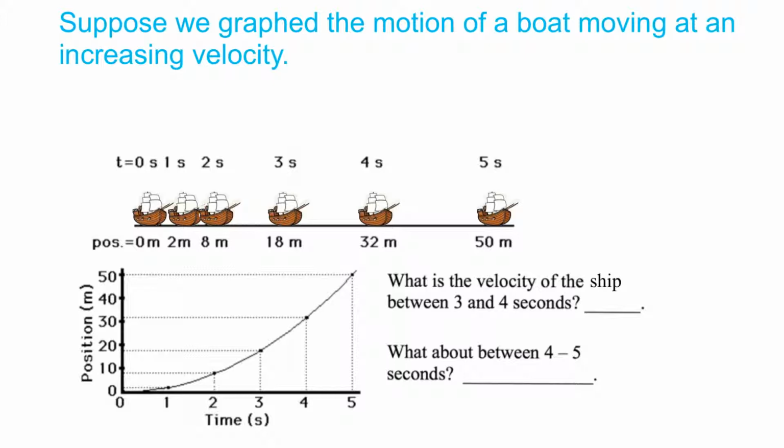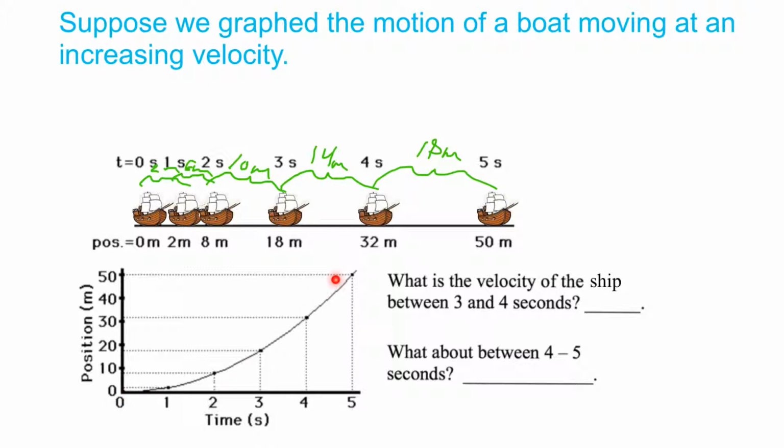Alright, let's track what we get. From 0 to 1 we've got 2 meters, like we said. From 1 to 2 seconds we've got 6 meters. From 2 to 3 we've got 10 meters. From 3 seconds to 4 seconds we've got 14 meters. And from 4 to 5 we've got 18 meters. Alright, so our ship is speeding up.